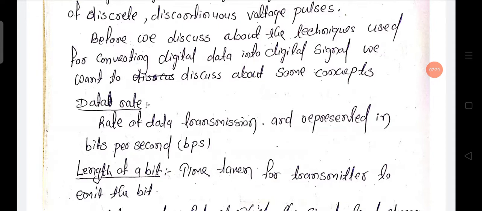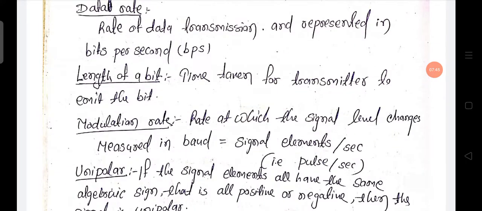What is data rate? The rate at which data flows or is transmitted is called data rate, and it is represented by bps, bits per second. And length of a bit, that means the time taken for the transmitter to transmit one bit, is called the length of the bit.